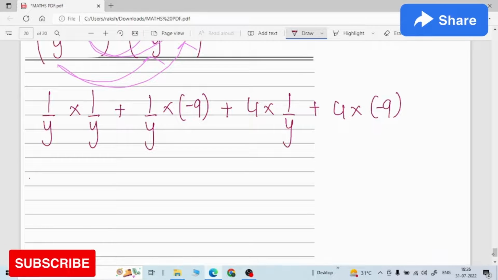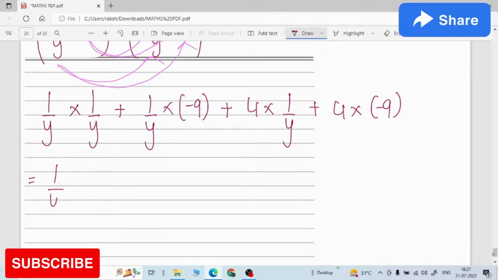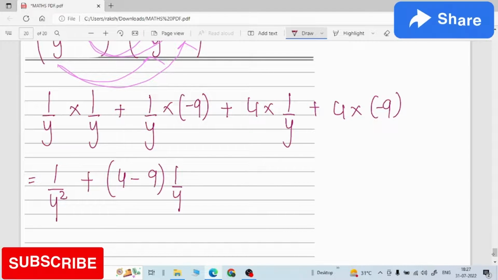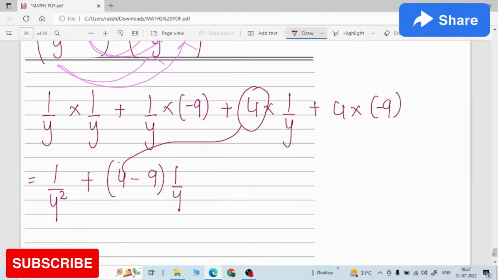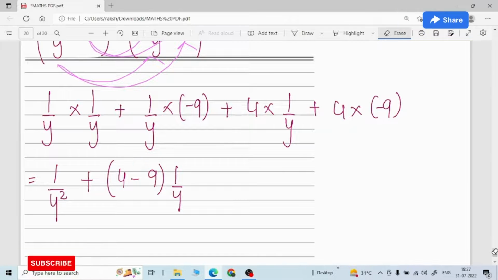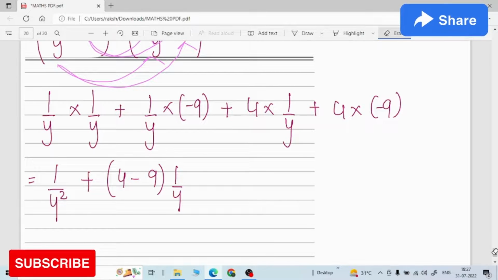Okay, we got the same 1 upon y square plus, here 1 upon y is common. So we'll write 4 minus 9 into 1 upon y. Always take the second number first. Earlier also we have done some like this, but always remember for this one only, the second number would come first, then the first number would become second. Not for the other one. Plus, 4 nines are, that is minus 36.